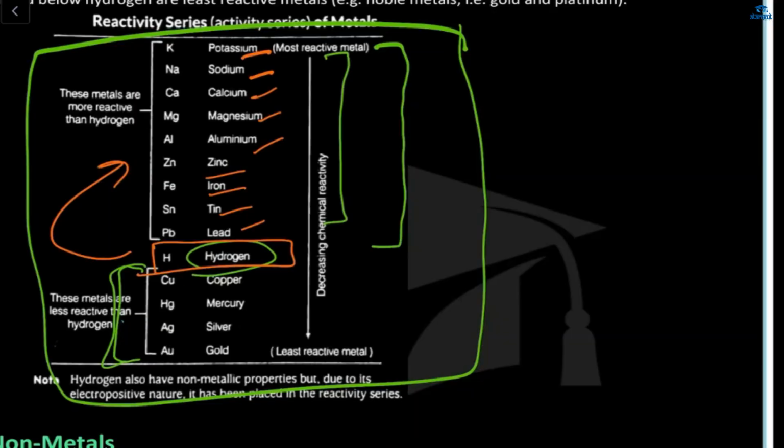And all the metals below hydrogen are less reactive than hydrogen. For example, copper, mercury, silver and gold.